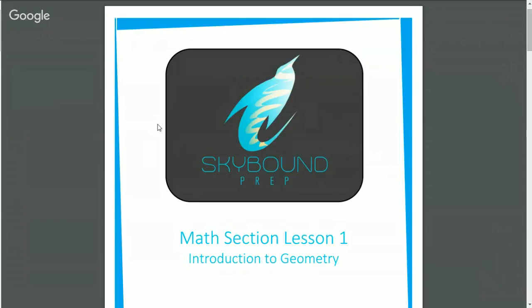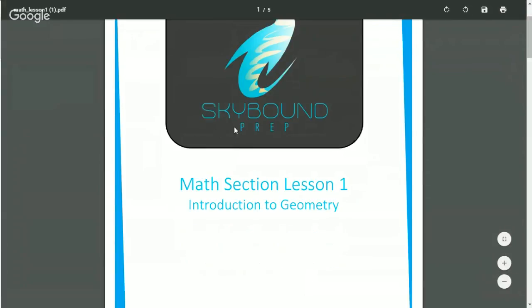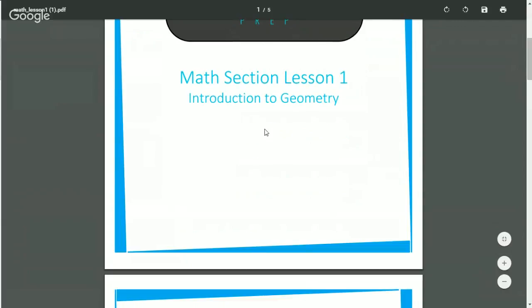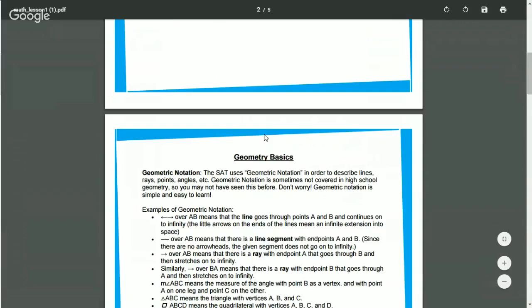Okay, so this is the first lesson for math, Introduction to Geometry. All right, so let's begin with the lesson. Here are some basics for the SAT.